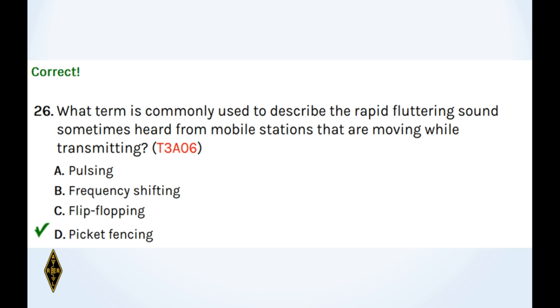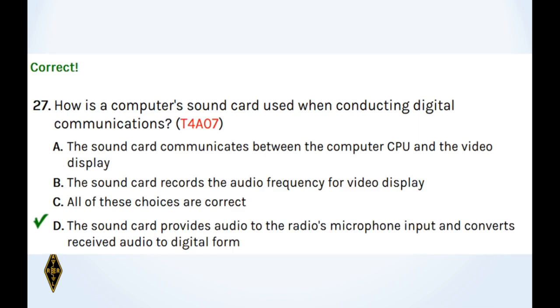Picket fencing. And 27, how is a computer's sound card used when conducting digital communications? Well, the sound card provides audio to the radio's microphone input and converts the received audio from the speaker output to digital form the computer can use.